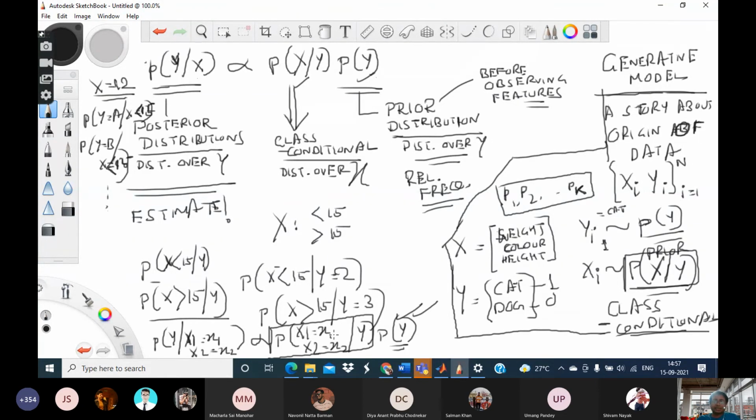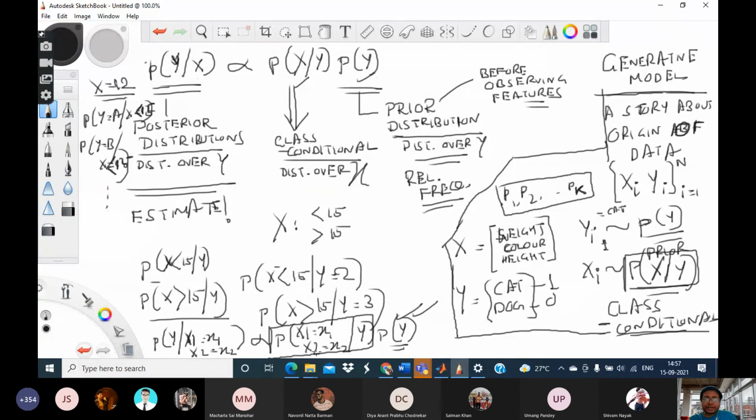So note that this is now a conditional joint distribution. Why conditional? Because it is based on the condition that y is equal to something. That is, for a particular value of the class label y, you are trying to estimate the probability of this particular feature vector. Now why is it joint? Because the feature vector actually comprises multiple dimensions, each of which is to be considered as a separate random variable.